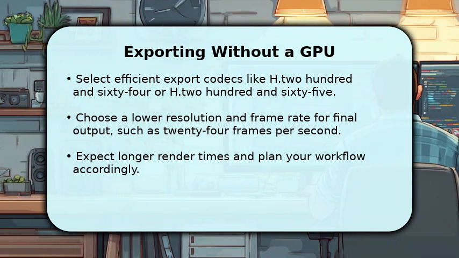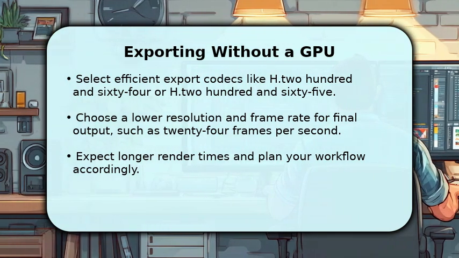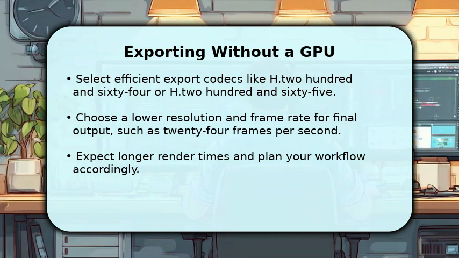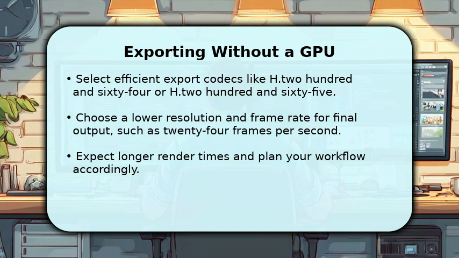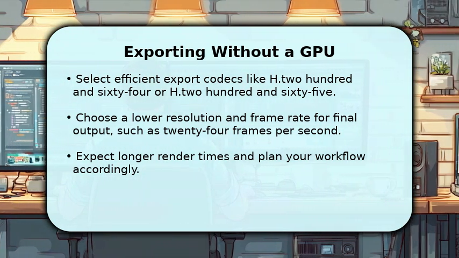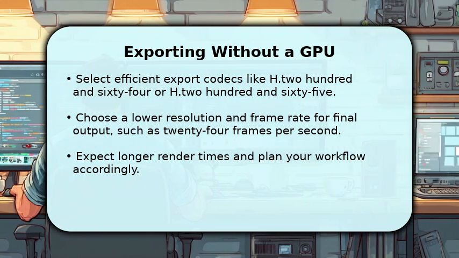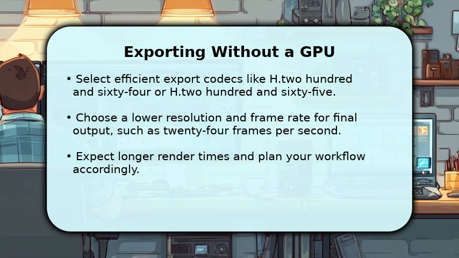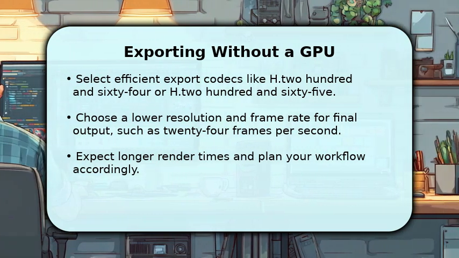H.264 or H.265. Select a lower output resolution and frame rate, perhaps 720 pixels at 24 frames per second, to reduce render times. Be prepared for significantly longer export durations compared to systems with dedicated GPUs. Patience is key, and planning your render times accordingly will prevent frustration.